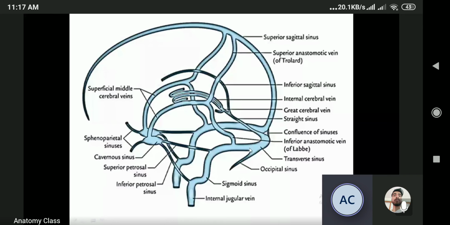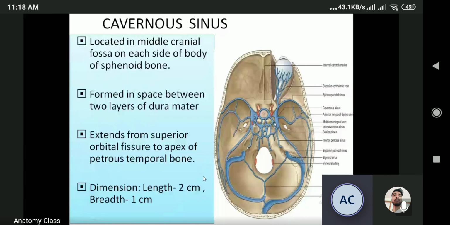The next one, and the most important among the dural venous sinuses, is the cavernous sinus. This one is the cavernous sinus. The cavernous sinus is located on either side of the middle cranial fossa, on either side of the body of the sphenoid bone. This is the body of the sphenoid bone. On both sides of the body of the sphenoid bone, this is the cavernous sinus.